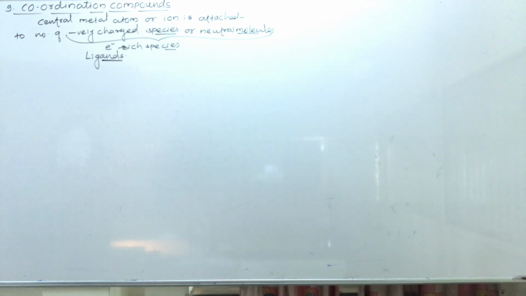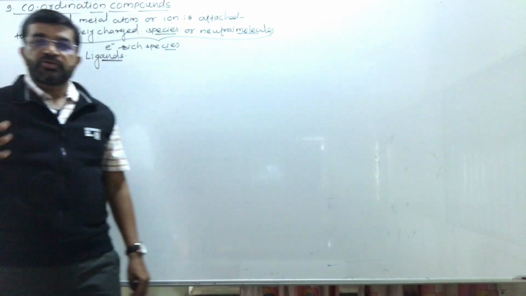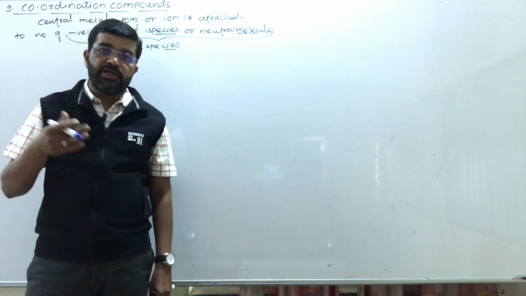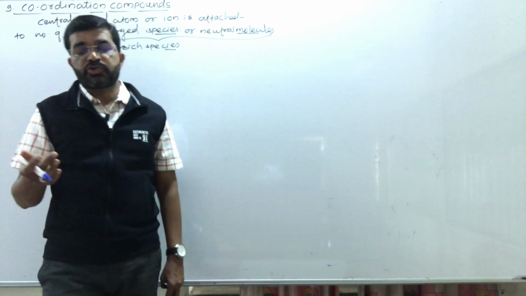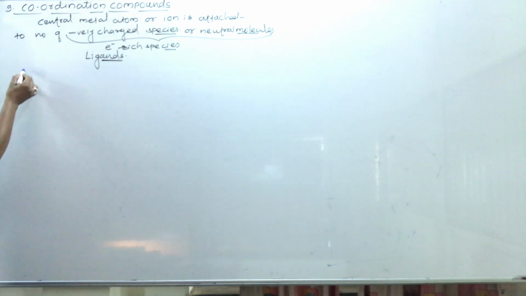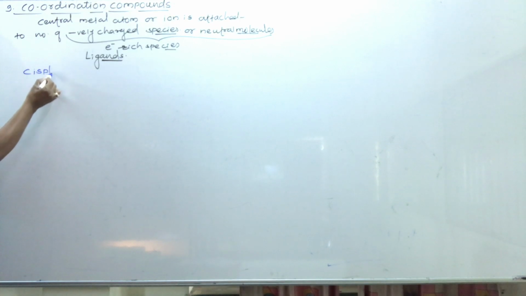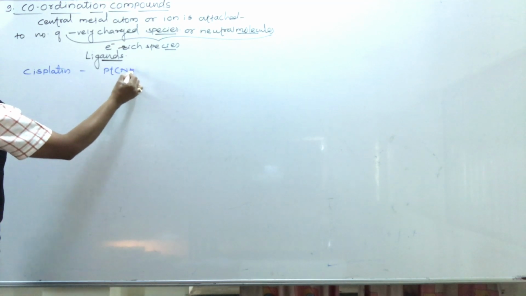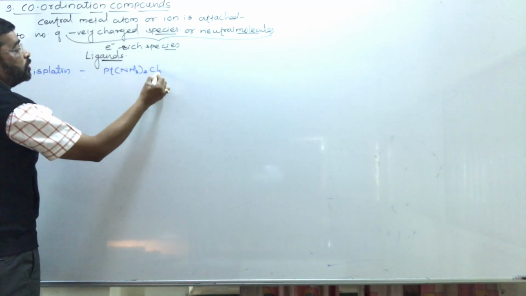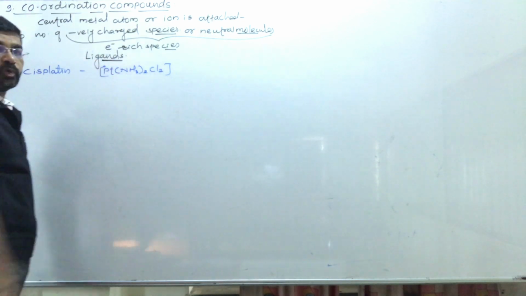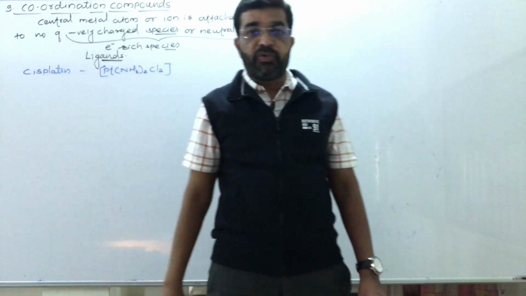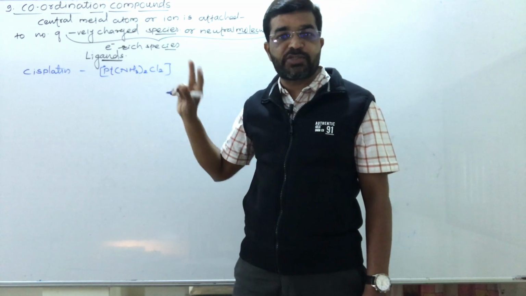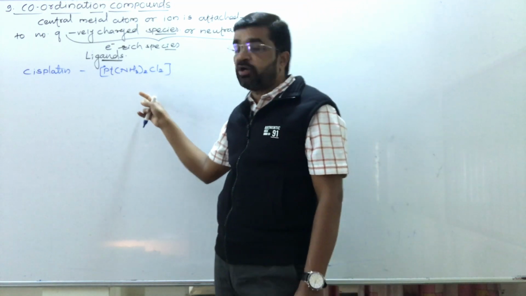Then see the next point, a coordination compound consists of, in our daily life we are also using some coordination compound. One of the important drugs which is used in the treatment of cancer is cisplatin. This cisplatin has the structure Pt(NH3)2Cl2. This is a coordination complex, cisplatin, which is used in the treatment of cancer.